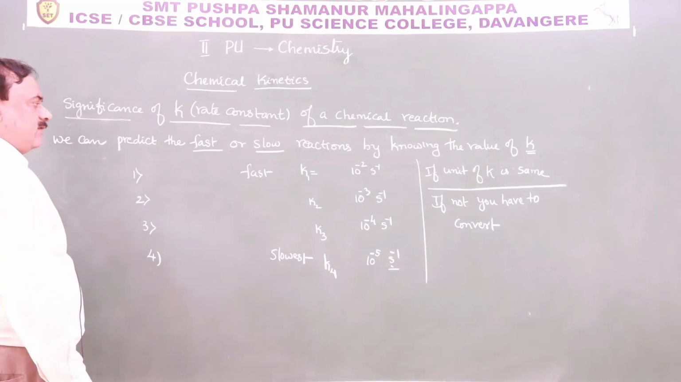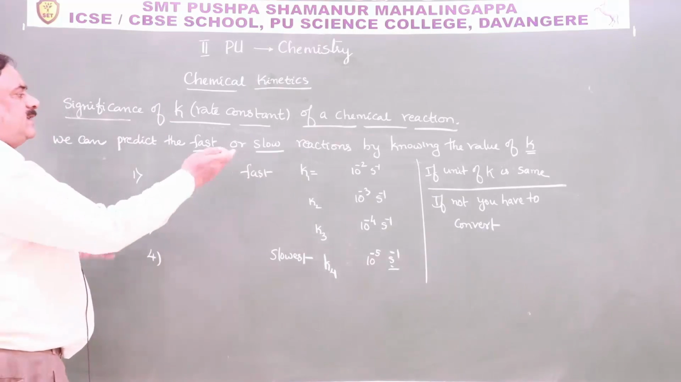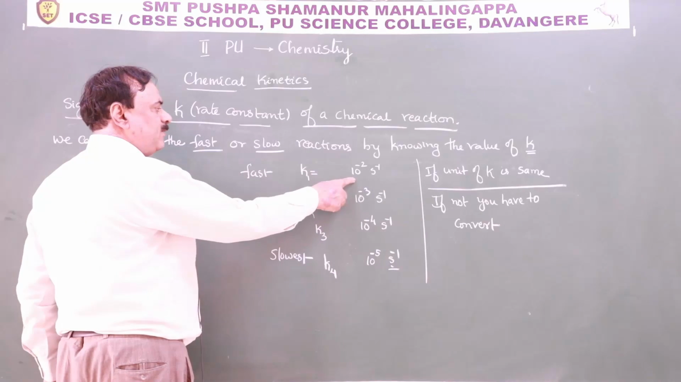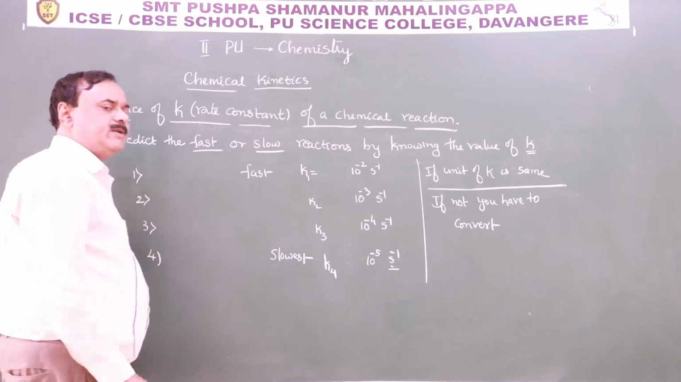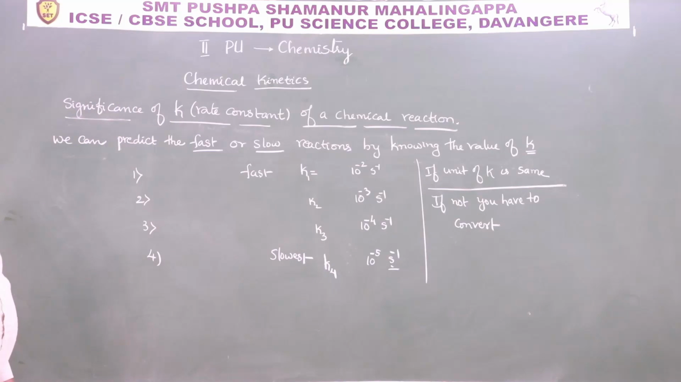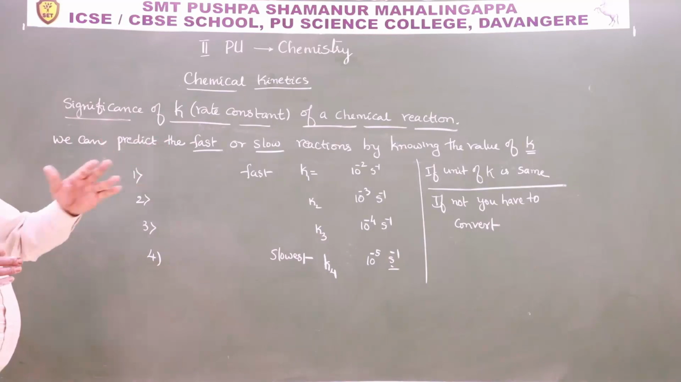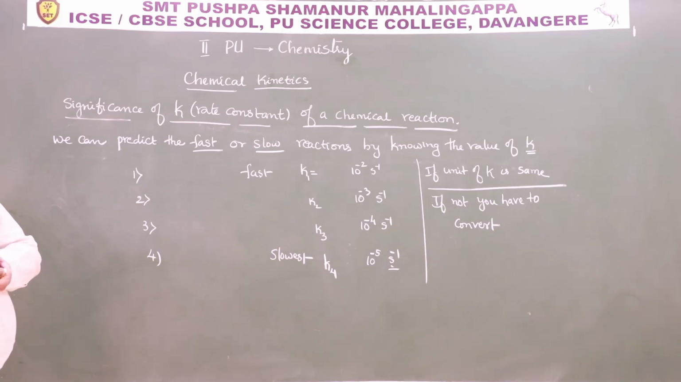Therefore, the velocity constant of the chemical reaction is 10 to the power of minus 2. That's the bigger value compared to 10 to the power of minus 3, 10 to the power of minus 4 and 10 to the power of minus 5. Therefore, the bigger value of the K or velocity constant indicates the reaction is very fast. If the value of K is smaller, that indicates the reaction is very slow. Therefore, we can predict the fast or slow reactions by knowing the value of the velocity constant.